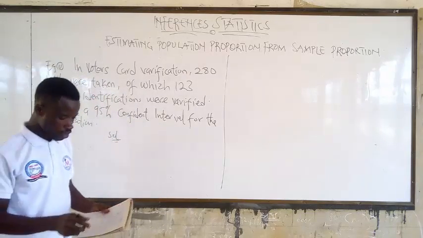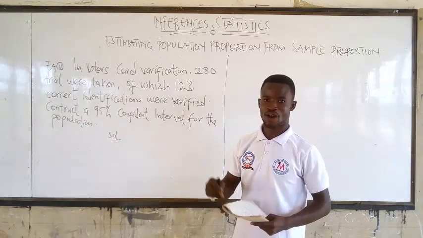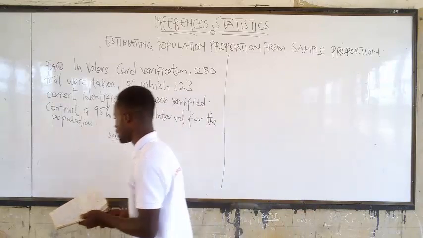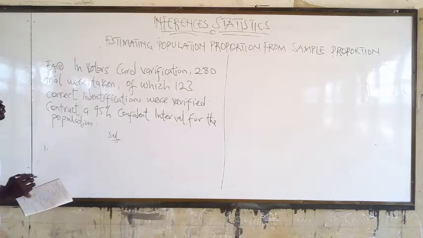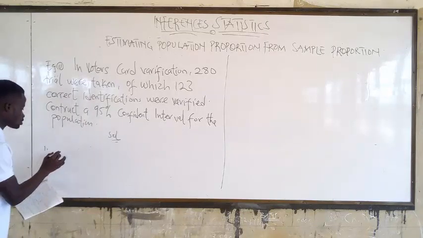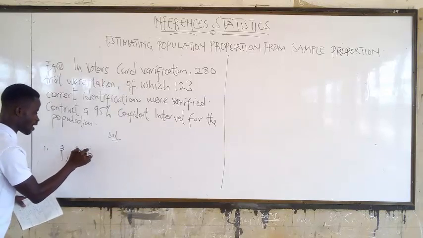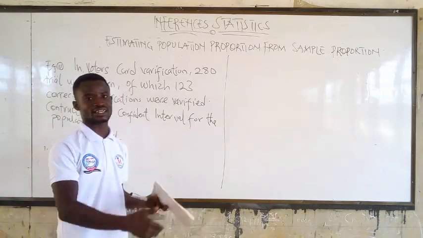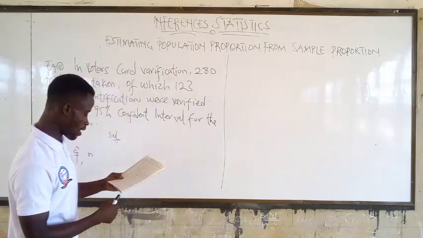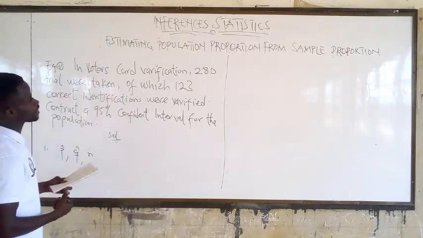Good. As we have already discussed the steps, what is the first one? The first step is to find out our p hat, our q hat, and our n, because we need them in calculating our margin of error. Alright, so let's go and identify them.